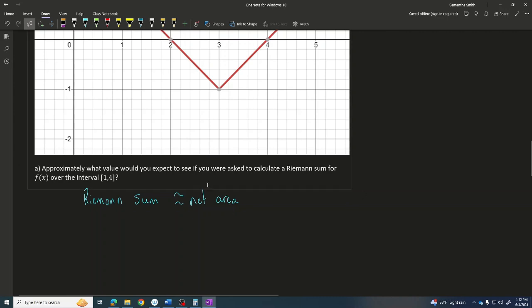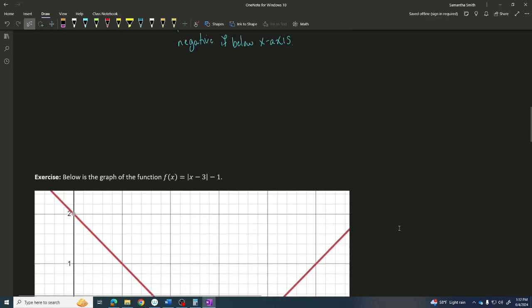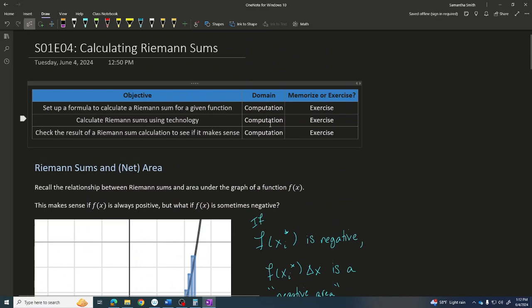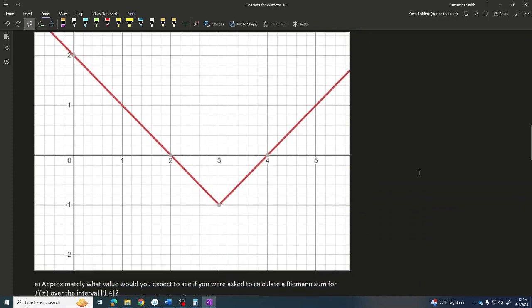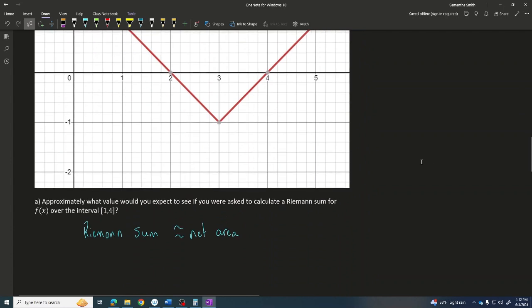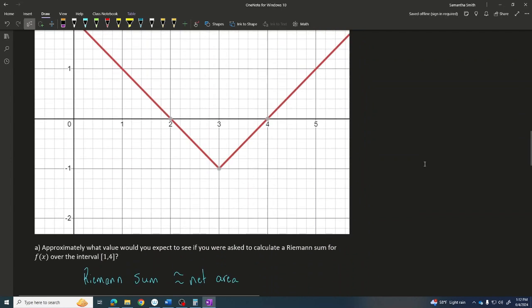Now, let me explain to you why we're doing this kind of problem. We're doing this kind of problem for a couple of different reasons, but the first reason that I want to bring to your attention is that one of the domains of knowledge, the computation domain of knowledge, involves you being able to check the result of your calculation to see if it makes some kind of sense. And that's what this exercise is about. We are using the graph as a tool that can be applied to see if the result of our Riemann sum calculation makes sense. This is an exercise toward that skill.